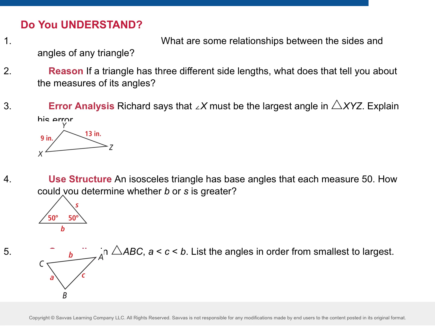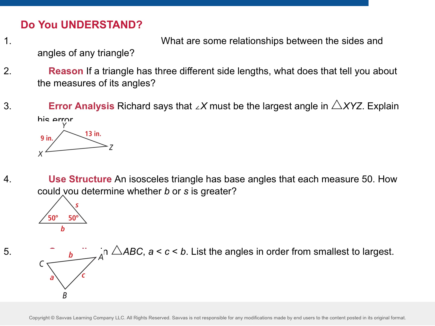Good. Number 3, Richard says that angle X must be the largest angle. Explain his error. We don't know the length of the longest side across from x. Correct. We don't really know the length of XZ, but looking at XZ, it looks like it's the largest side, right? So what would be the biggest angle if XZ is our biggest side? Angle Y. Angle Y, yes.